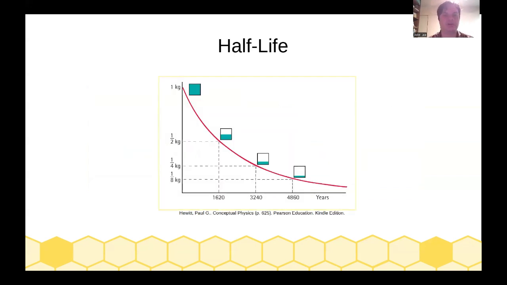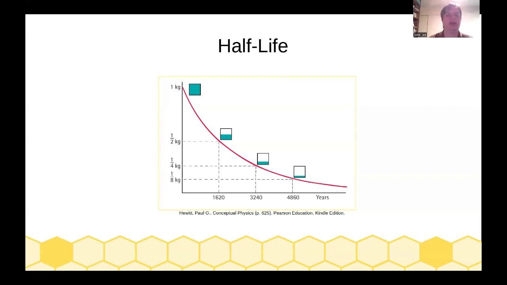The change in the number of undecayed atoms is dependent on the number of atoms that there are to decay in the first place. This gives rise to a decreasing exponential curve like you see in the graph. The half-life is then defined as the amount of time that it takes for half of the remaining atoms, or the remaining nuclei, to decay.